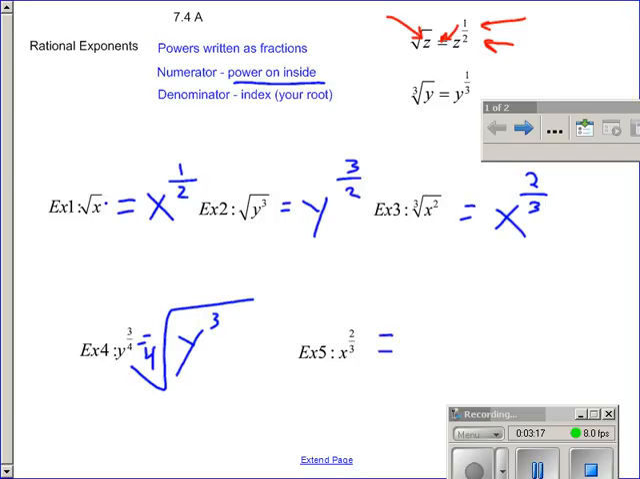Example 5, same thing. I'm going to have x. Since 2 was on the top of my fraction, 2 is staying with it. Since 3 was the bottom of my fraction, 3 goes into the root.